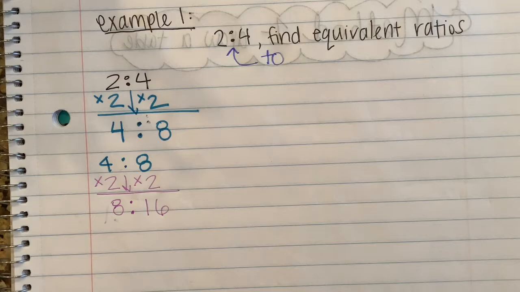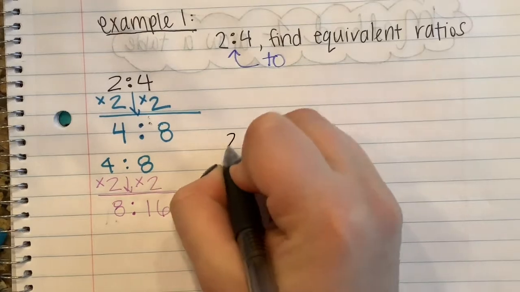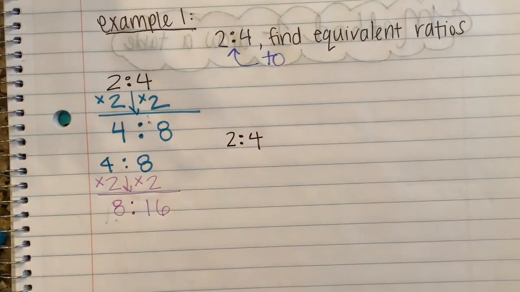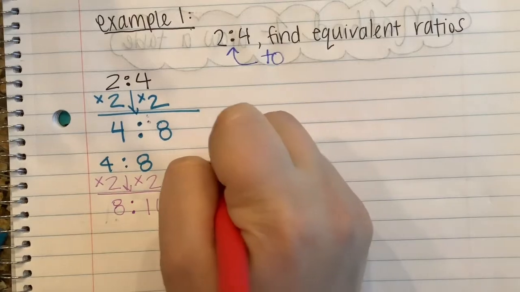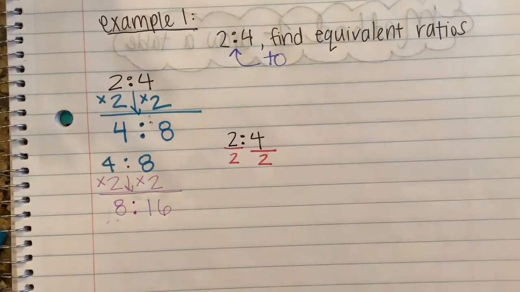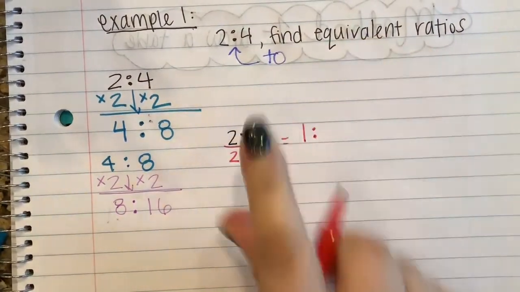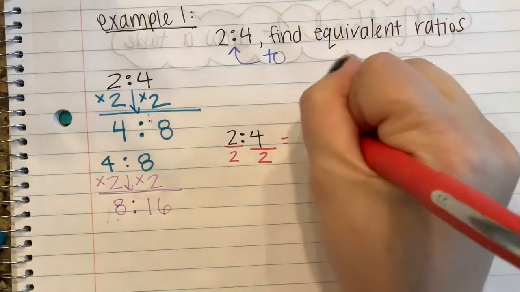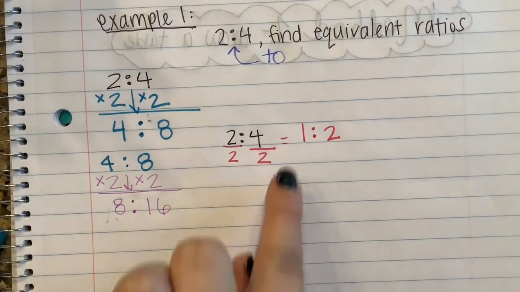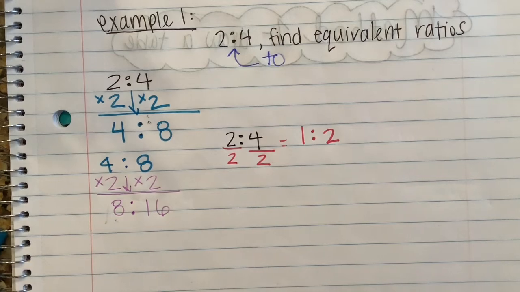Now I want to show you an example using division. I'm going to use my original ratio again this time, and that was 2 to 4. I am looking for a factor that goes into 2 and goes into 4, and hopefully we're recognizing that that factor is 2. So I could divide by 2 on each side. So I'm going to show a division bar like this. 2 divided by 2 gives me 1. 4 divided by 2 gives me 2. So I have my answer, 1 to 2.